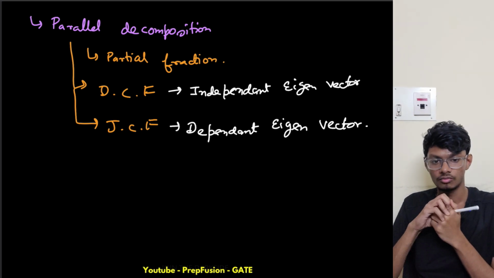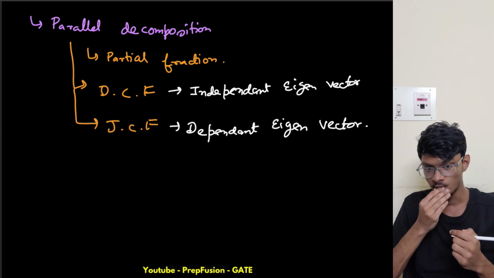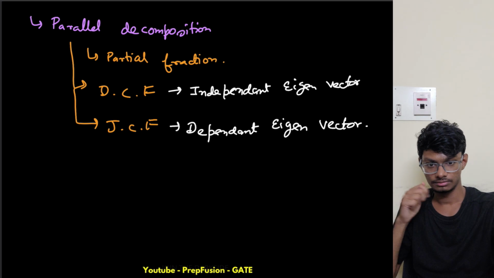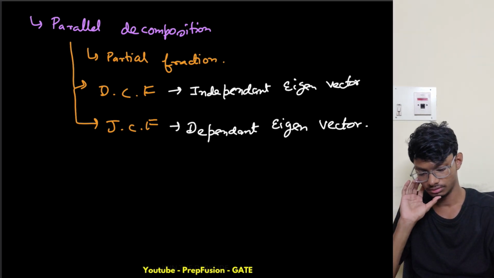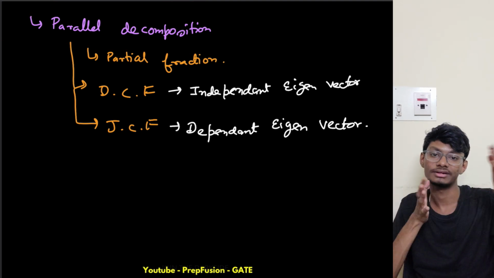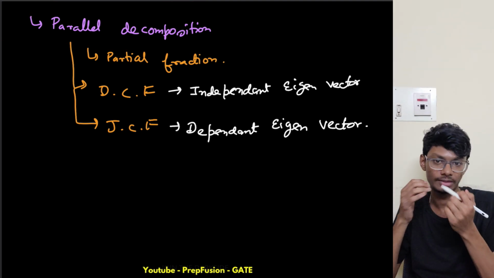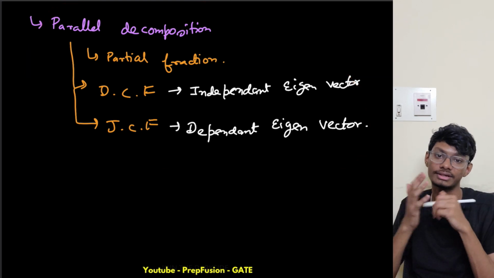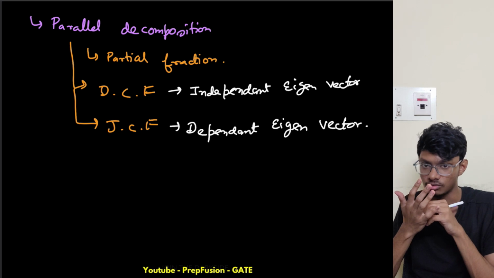And what were the rules basically? Why do we need parallel decomposition? To understand controllability and observability. With the help of parallel decomposition, just by seeing the matrix or the state diagram, I can directly say if it is controllable or observable.